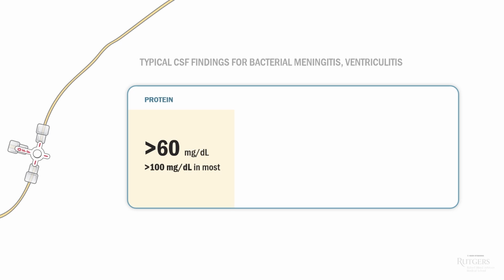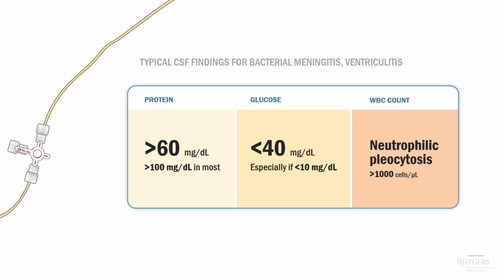You're typically looking for elevated protein, usually over 100 milligrams per deciliter, decreased glucose less than 40 milligrams per deciliter, although this only happens in 1/3 of patients. Glucose less than 10 milligrams per deciliter is even more concerning. And neutrophilic predominant pleocytosis, high neutrophil count. Here is another problem. Leukocytosis is not a sensitive finding, so a low neutrophil count does not exclude bacterial infection. Come to think of it, leukocytosis does not rule in bacterial infection either.